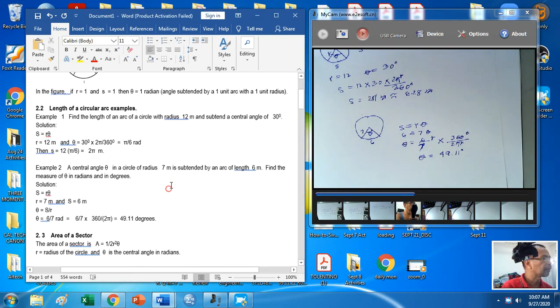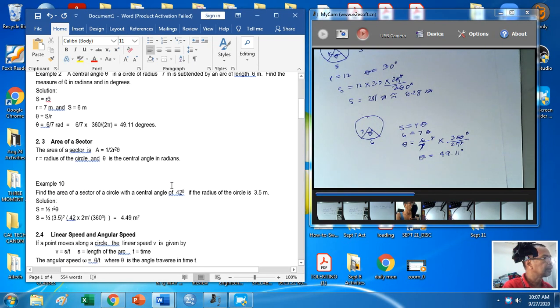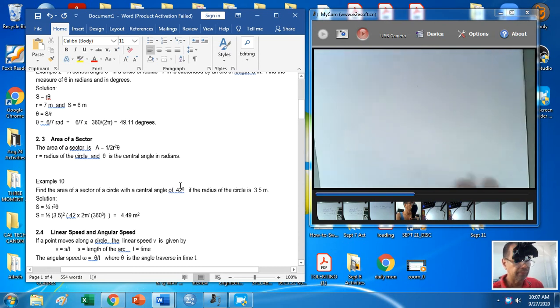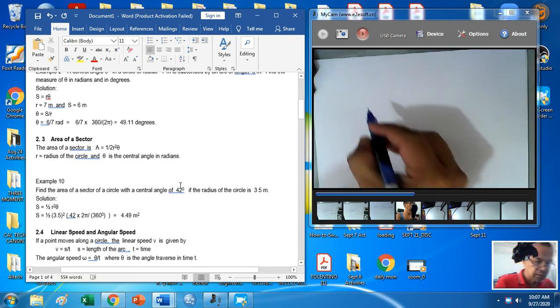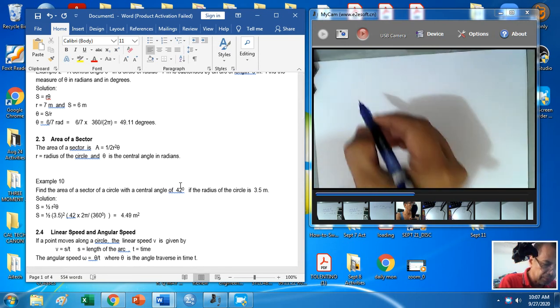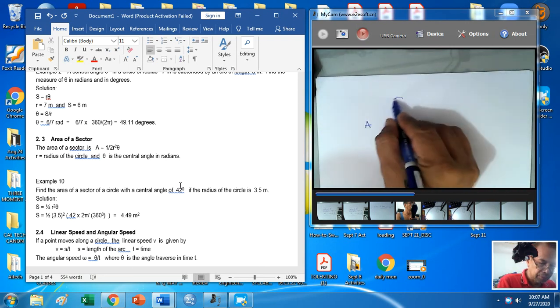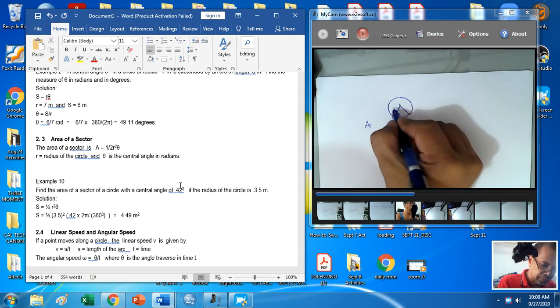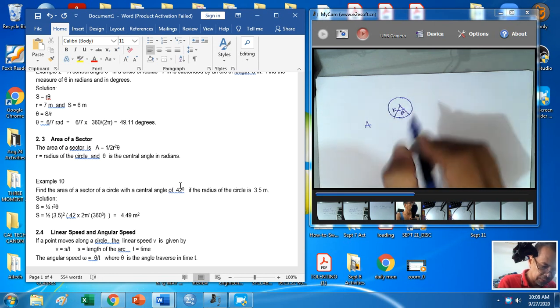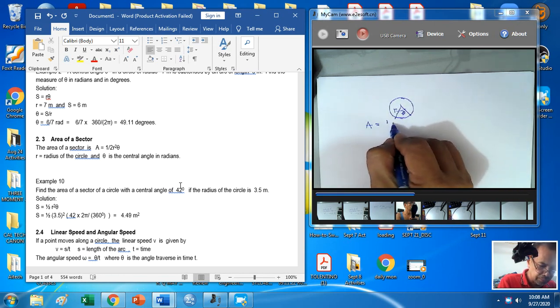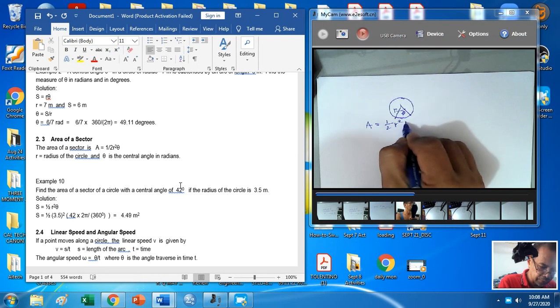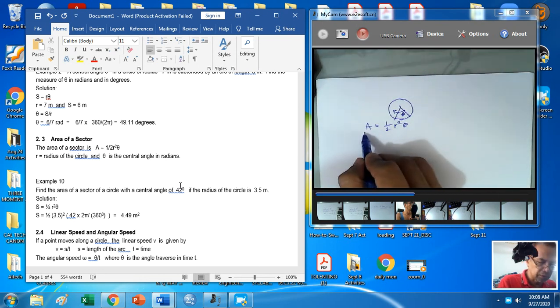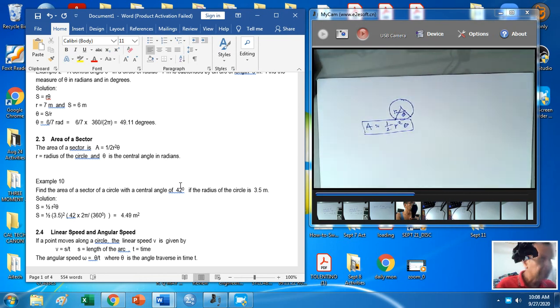Next is the area of a sector. For the area of a sector, if you have a circle like this, so ito yan, no. This is r, this is theta. Your area is given by 1/2 r squared theta. That's for a geometric formula, where again theta is in radians.